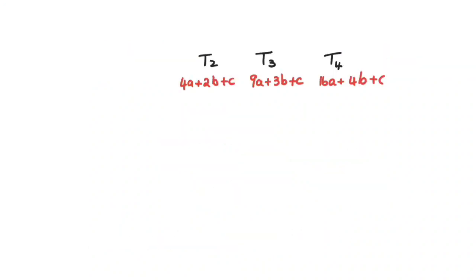Okay, so if we look at this general pattern and we try to work out the differences, what do we get? Let's work out the first difference first. T4 minus T3 will give me 16a minus 9a, which is 7a, 4b minus 3b, which is 1b, and c minus c, which is 0. T3 minus T2 would give me 5a plus 1b, and T2 minus T1 would give me 4a minus a, that's 3a, and 2b minus b would give me 1b. Okay, so this is our first difference.